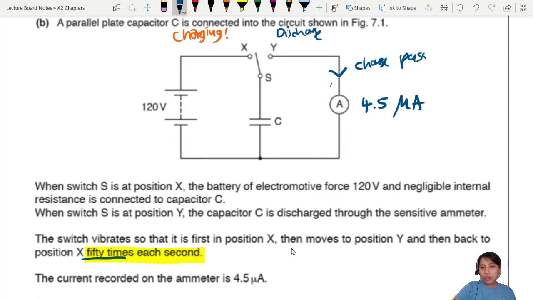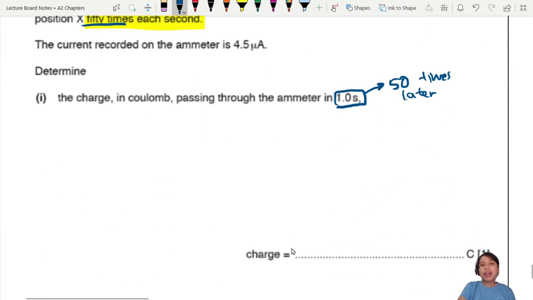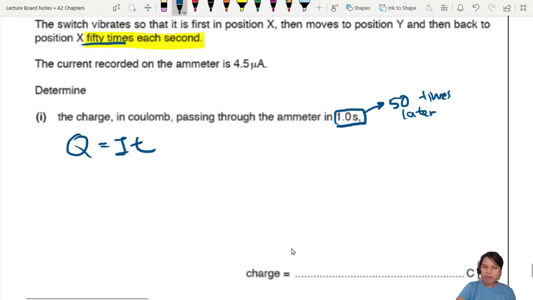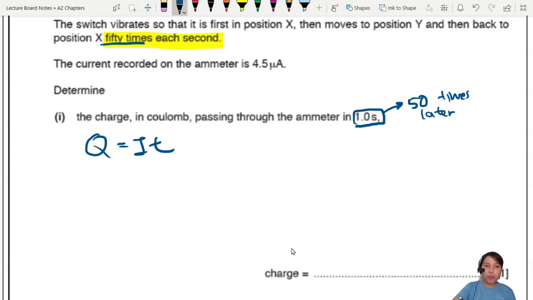Charge passes through the ammeter when your capacitor is discharging. So every time you discharge, a bunch of coulombs will go through this ammeter. Discharge again, a bunch of charges go through. Discharge again, go through. So over 1 second or 4.5... How to find Q? Remember Q equals IT. This one you gotta remember from AS, because one of the main ideas of what current is, is the rate of flow of Q. Okay, so we want to find Q.